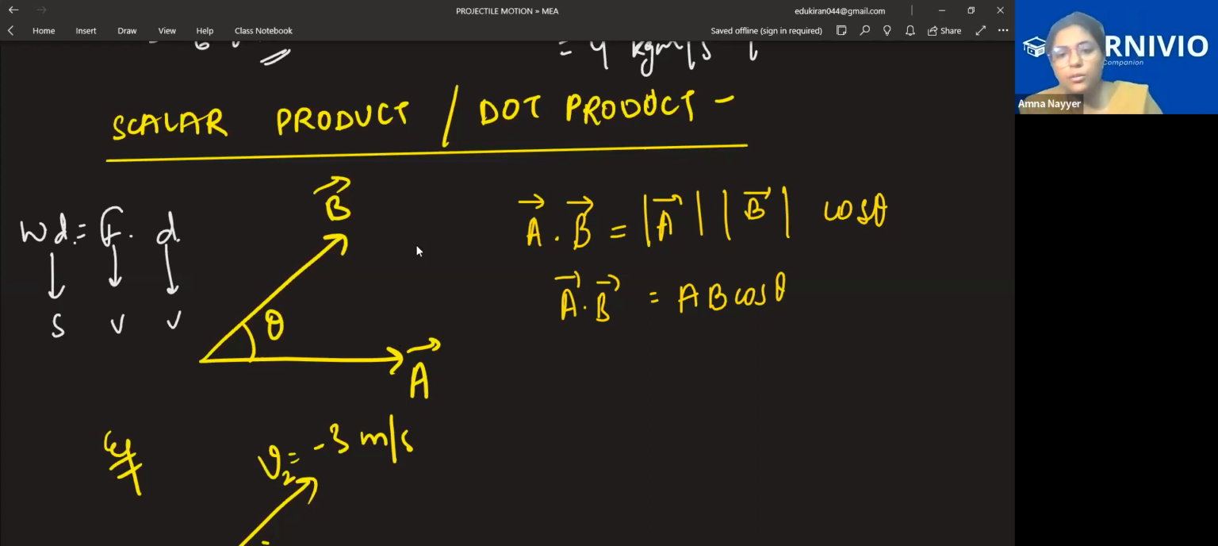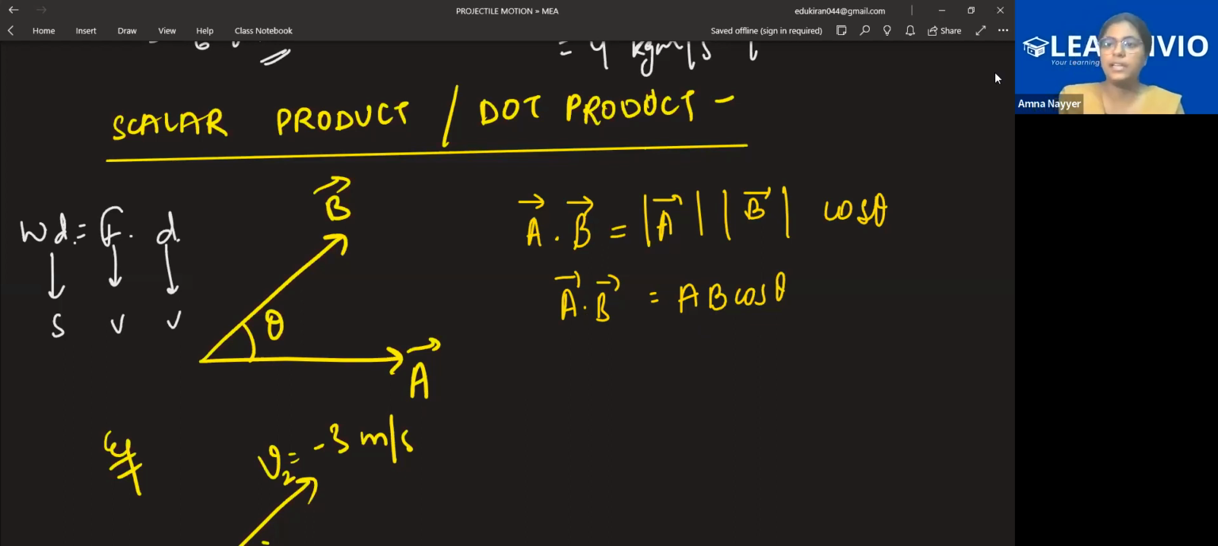So what we will do here, when it is A dot B, means when you are using the dot product, A dot B, take the magnitude of A, take the magnitude of B, and multiply it with cos theta. So magnitude of A, magnitude of B multiplied by cos theta. So when you're writing A dot B, this is equal to AB cos theta.